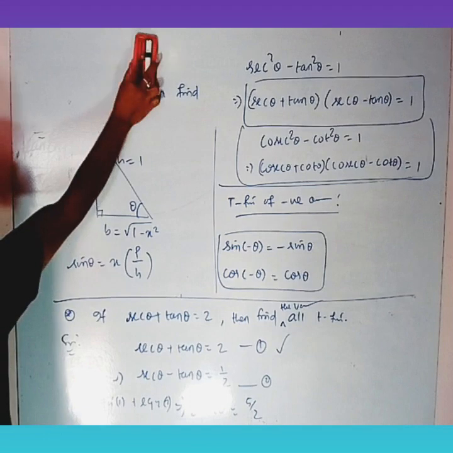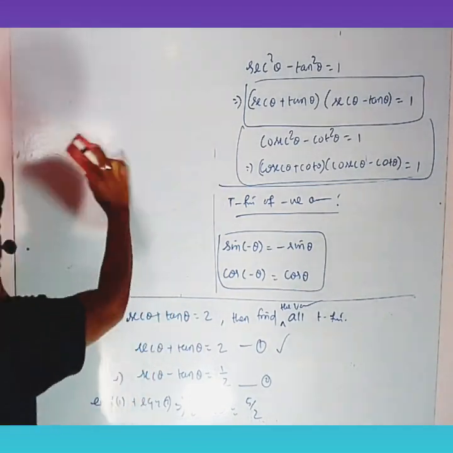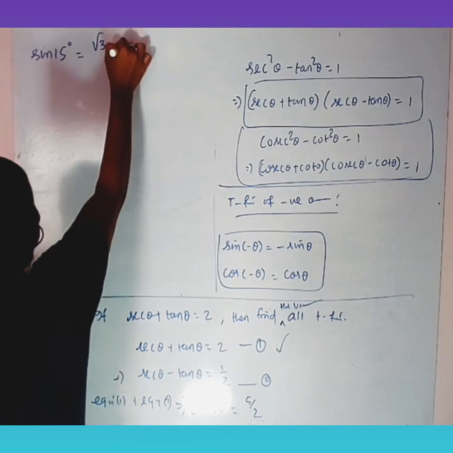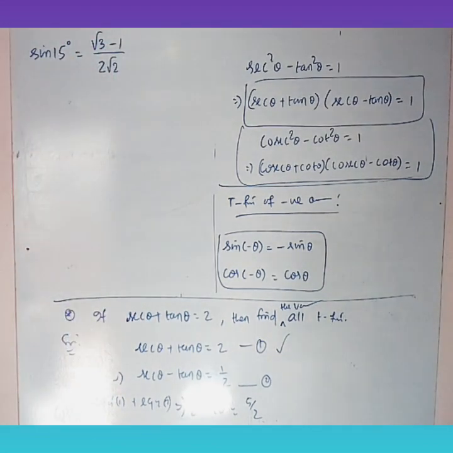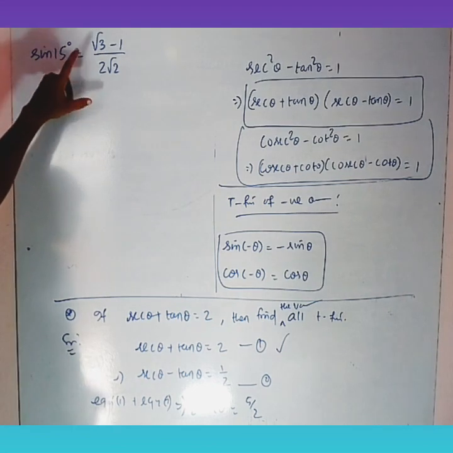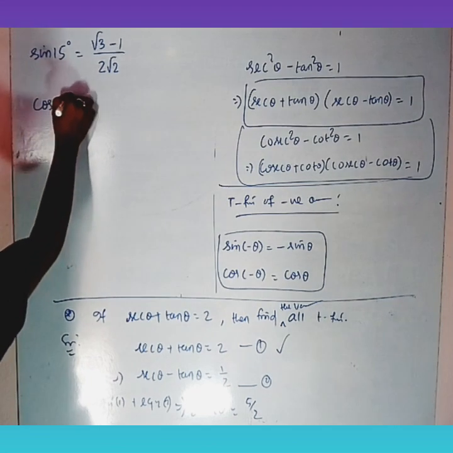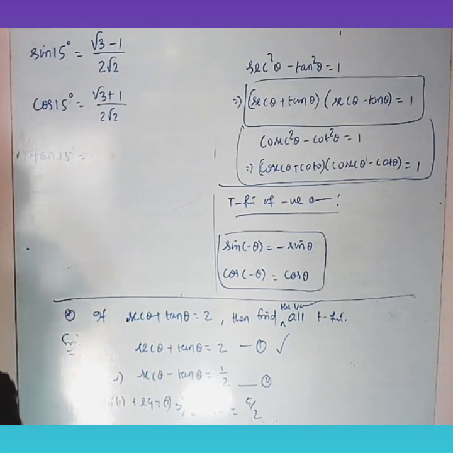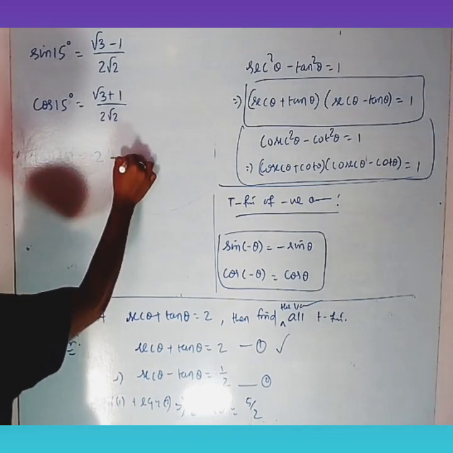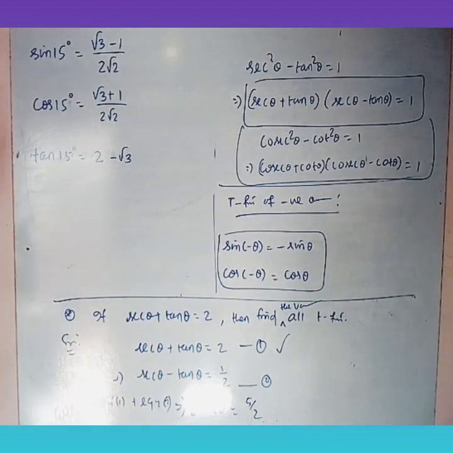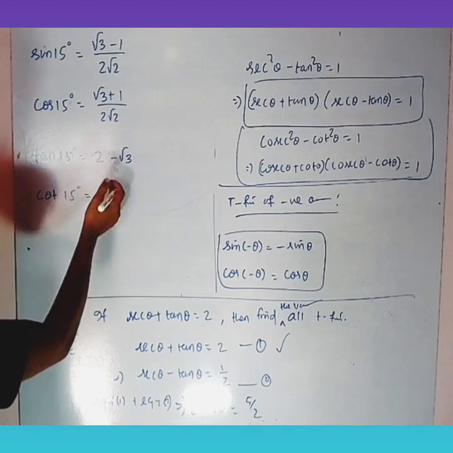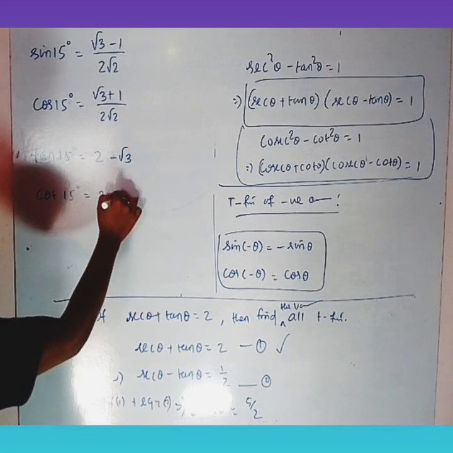And we have to remember some trigonometric values like sine 15 degree equal to root 3 minus 1 by 2 root 2. We can prove it by writing sine of 45 minus 30 degree. You have to remember these values. Similarly, cos 15 degree equal to root 3 plus 1 by 2 root 2. And tan 15 degree is equal to sine 15 by cos 15 degree, that is root 3 minus 1 by root 3 plus 1, which by rationalizing we get 2 minus root 3. Similarly, cot 15 degree, which is equal to 1 by tan 15 degree, that is 1 by 2 minus root 3, which you can write as 2 plus root 3.